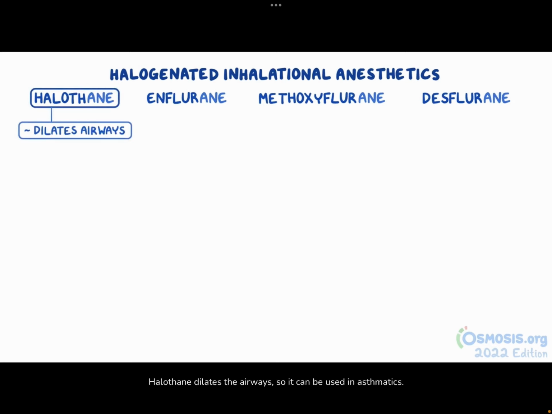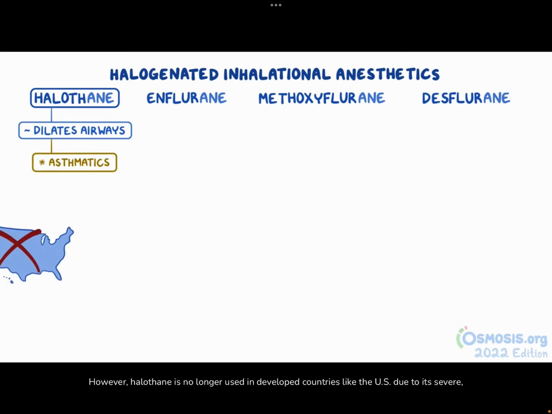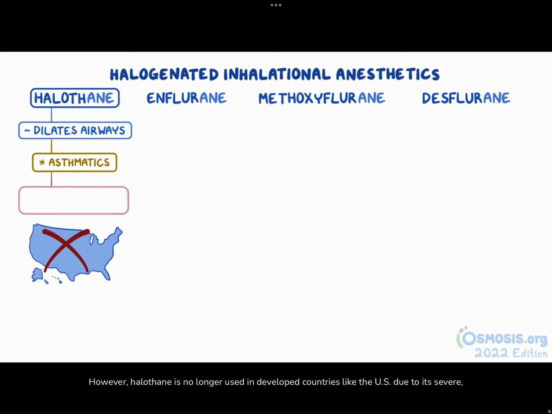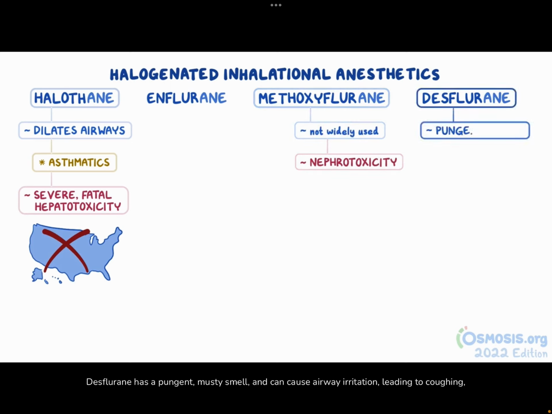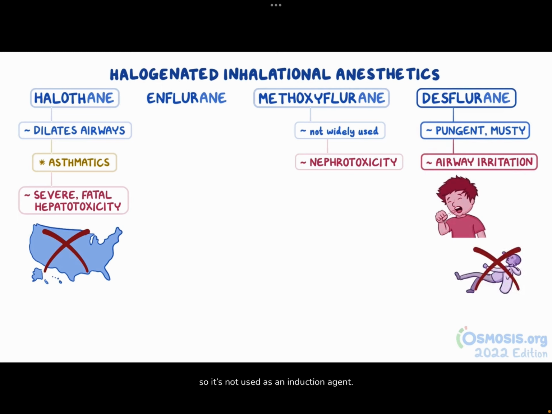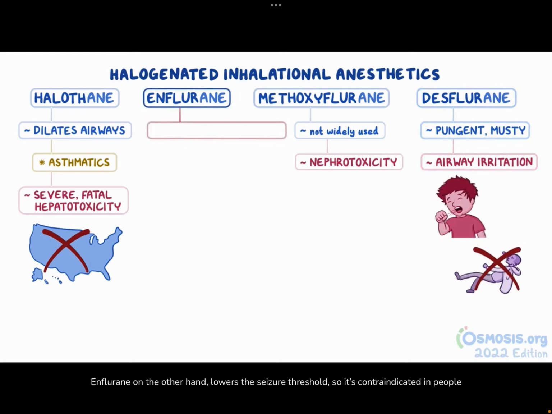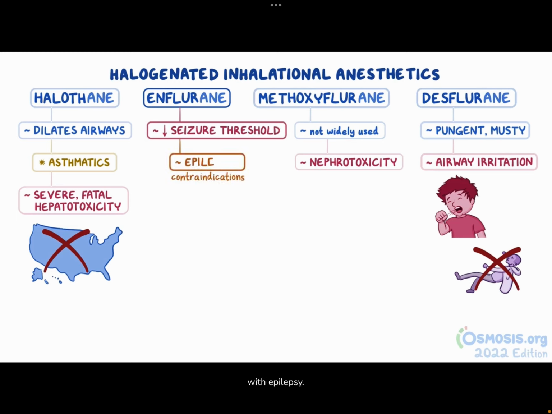Halothane dilates the airways, so it can be used in asthmatics. However, halothane is no longer used in developed countries like the US due to its severe and sometimes fatal hepatotoxicity. Methoxyflurane is also not widely used anymore since it causes nephrotoxicity. Desflurane has a pungent, musty smell and can cause airway irritation, leading to coughing, so it's not used as an induction agent. Enflurane, on the other hand, lowers the seizure threshold, so it's contraindicated in people with epilepsy.